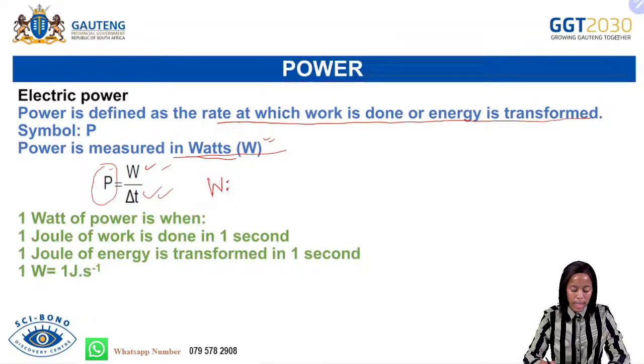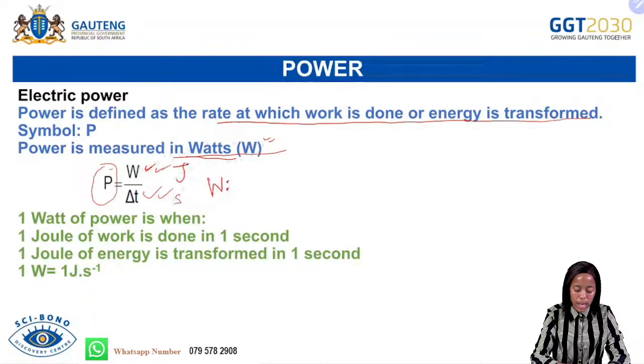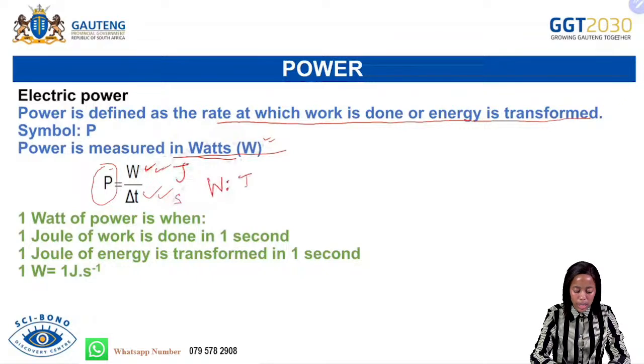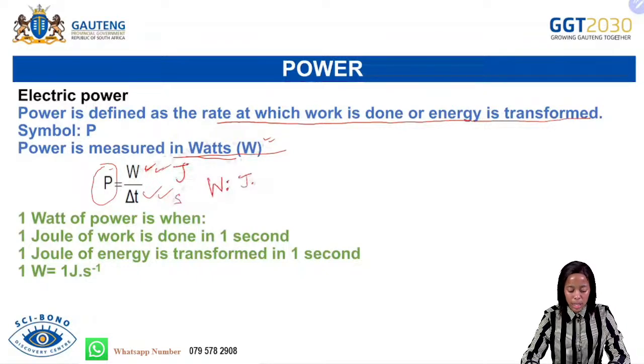Okay, and then we have the work done, or the energy. The work done or the energy is measured in joules. And then at the bottom, we have the change in time, which is in seconds. So therefore, we can equate the units to say 1 watt is equivalent to 1 joule per second.